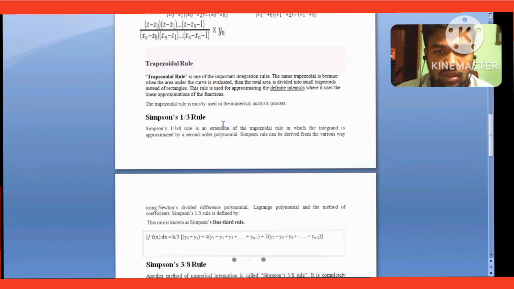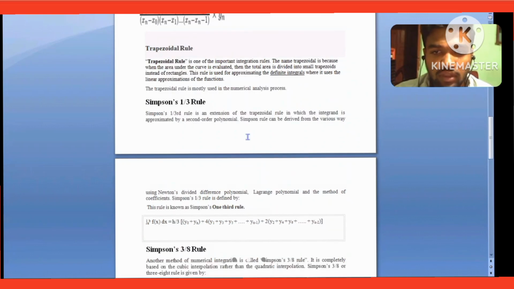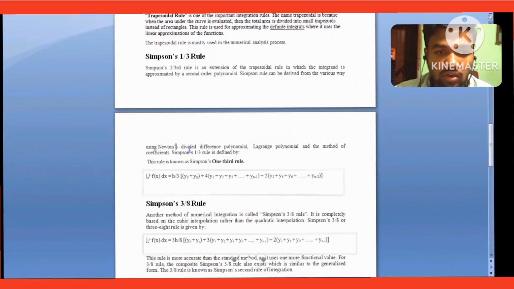Simpson one-third rule. Simpson one-third rule is an extended version of the trapezoidal rule, in which the integration is approximated by a second order polynomial. The trapezoidal rule uses a first order polynomial. Here it is a second order polynomial. Similarly, the rule can be derived in various ways using Newton divided difference polynomial, Lagrange interpolation, and method of collocation.